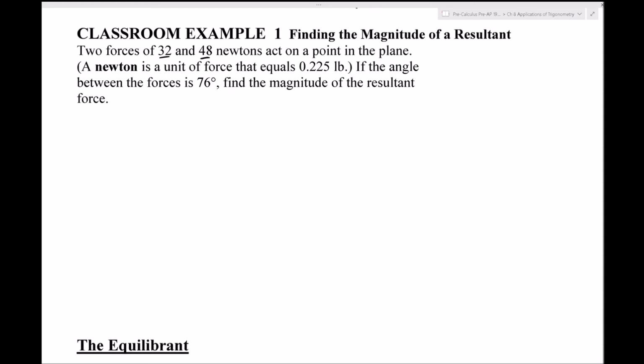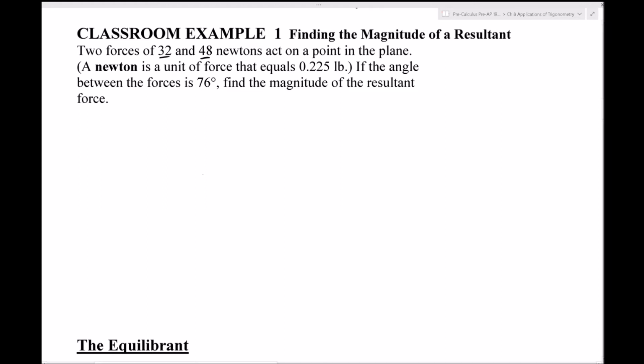Here it's explaining that a Newton is a unit of force. It's actually the SI unit for force. It equals roughly 0.225 pounds. So if the angle between the forces is 76 degrees, find the magnitude of the resultant force.